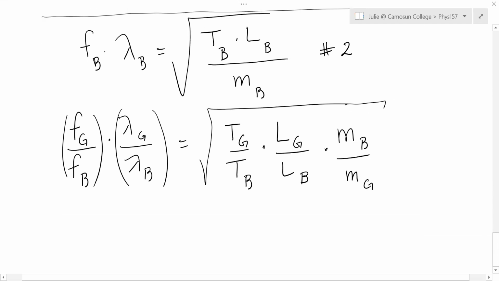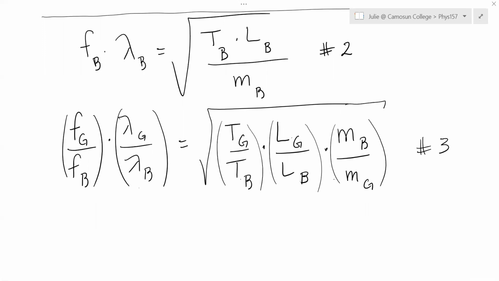Okay, so those are flipped over because, look, follow the G, TG, LG over MG, and the other one's upside down. Okay, so look how many ratios we have here. This is a good equation. This is number 3. You can answer lots of problems with this equation. I've got 1, 2, 3, 4, 5 ratios. You will be told 4 and asked for the 5th.